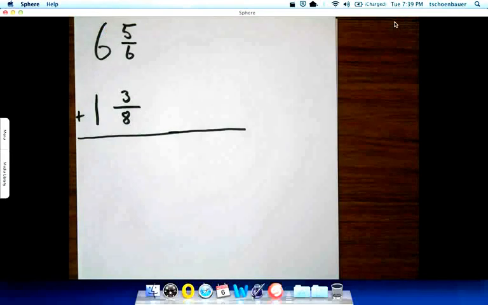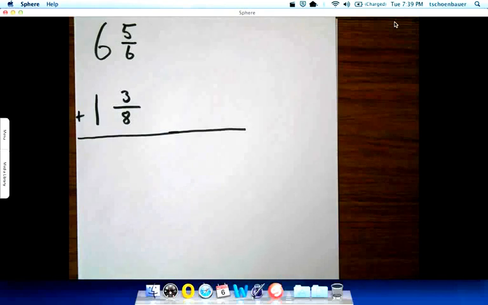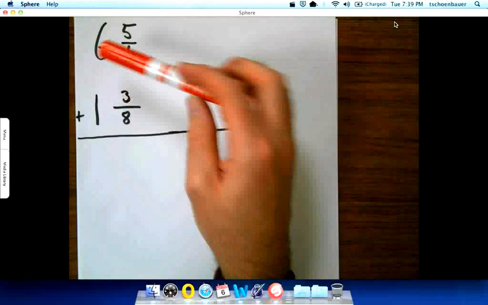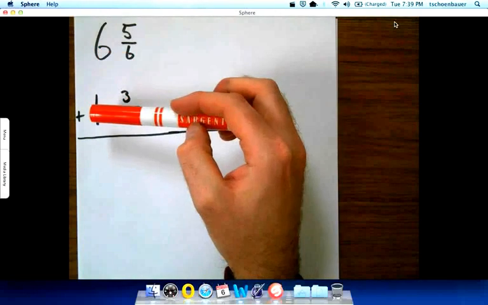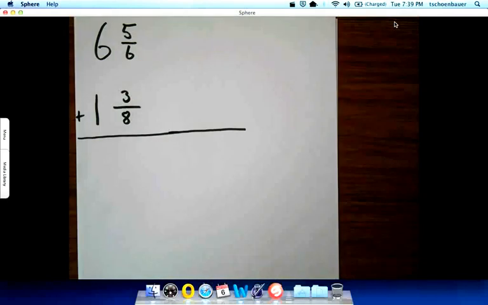Okay, here is an example of adding mixed numbers. The process for adding mixed numbers is I want to add the fraction pieces together and then add the whole number pieces together separately and adjust at the end if my fraction pieces end up in an improper fraction. So first we're going to take a look at our fraction pieces.